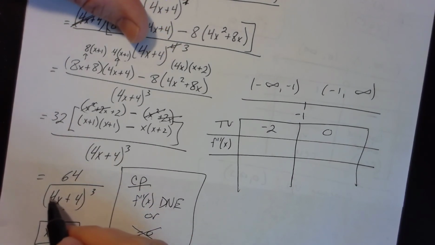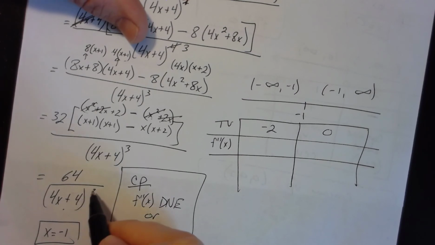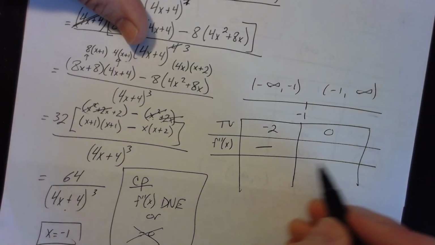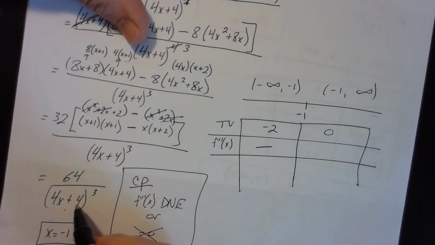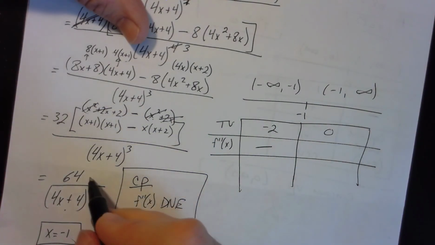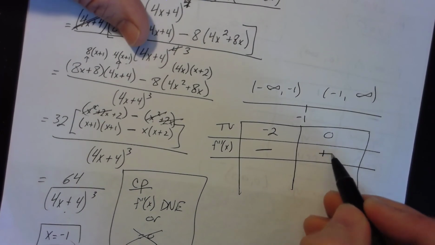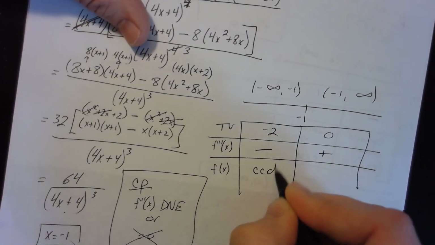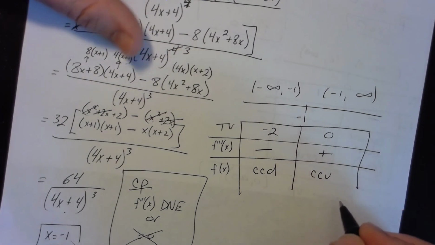4 times -2 is -8. -8 plus 4 is negative. Negative cubed is negative. The top is always positive. When I plug in 0, it's simply going to be 4 to the power of 3, which is positive. Top is always positive. Positive. So my original function f of x is now concave down and concave up.